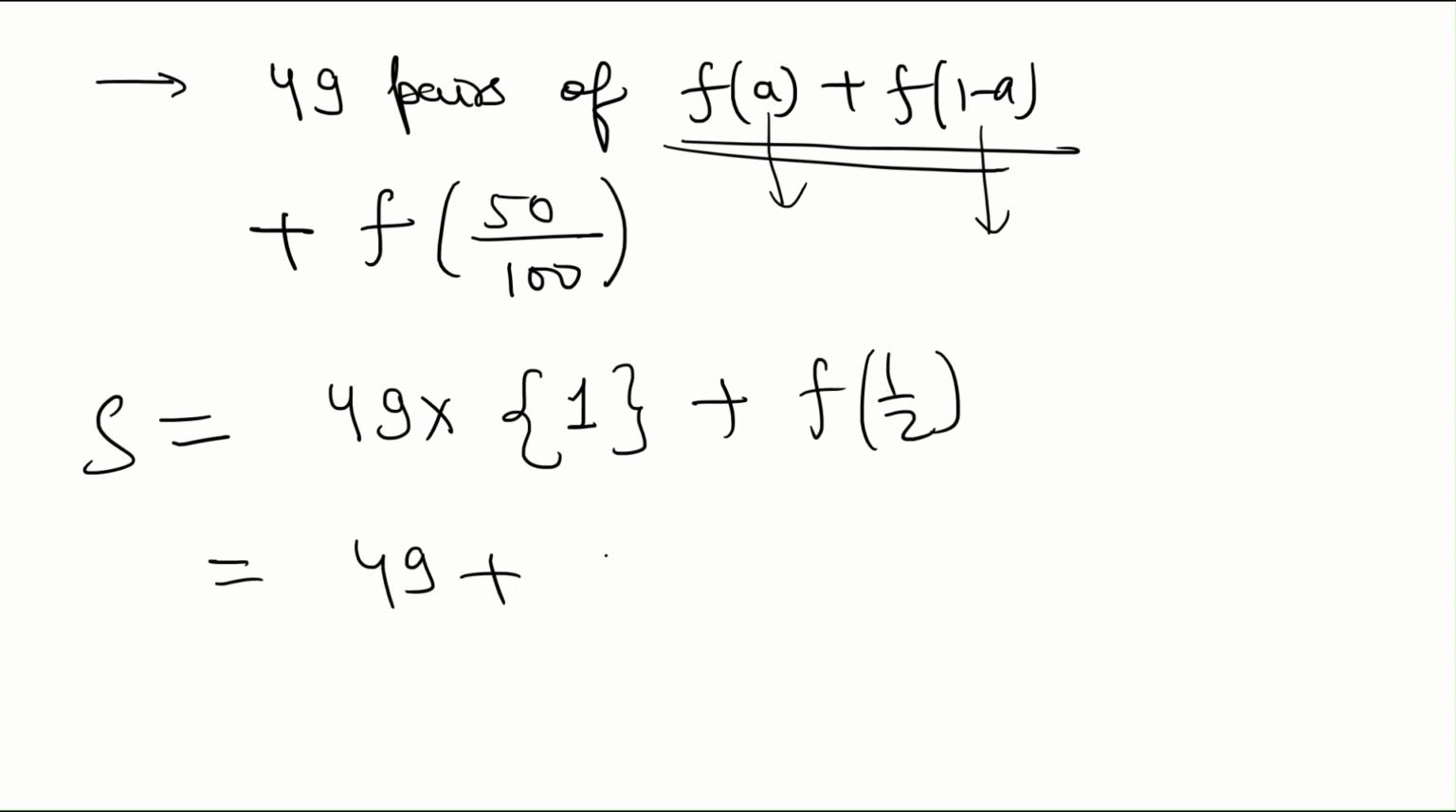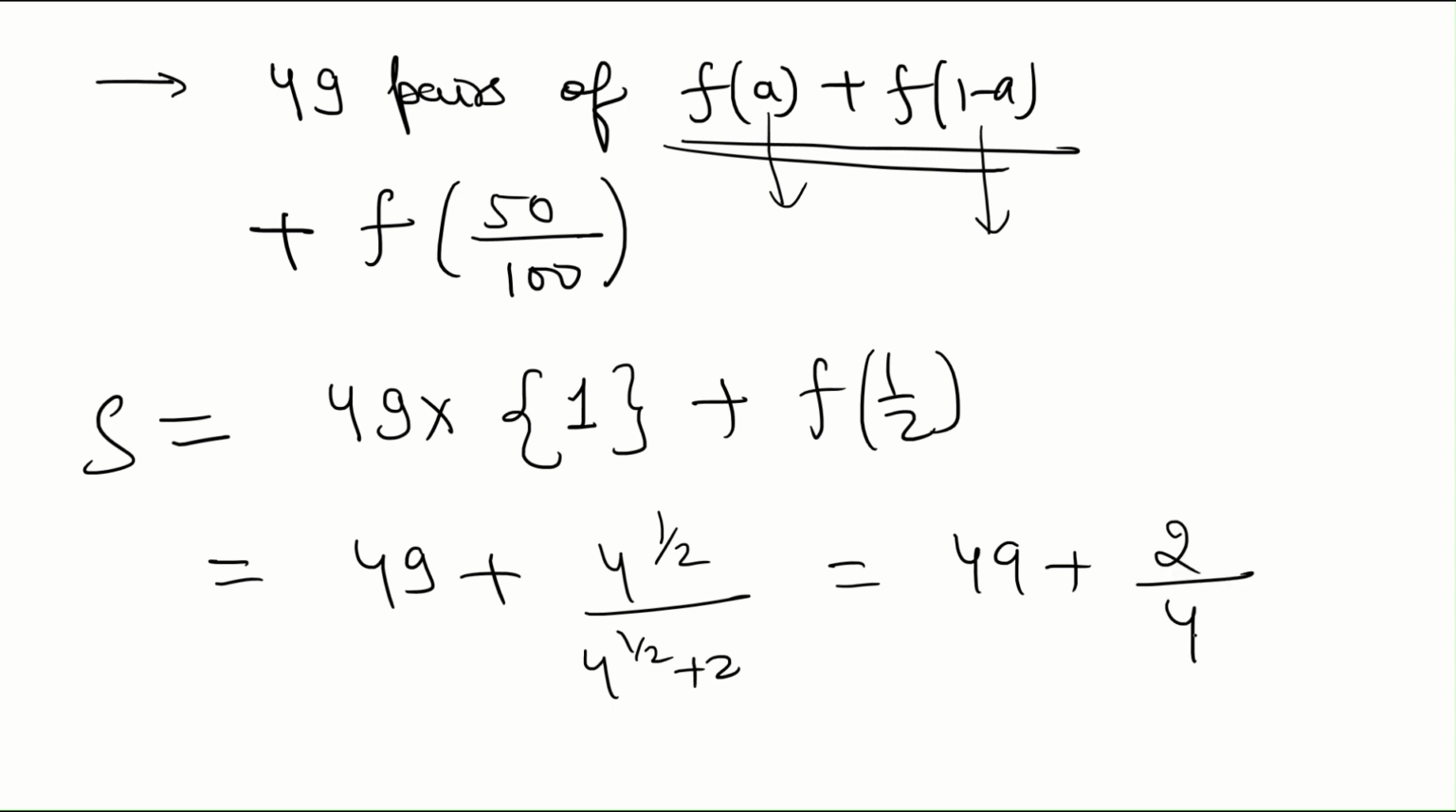We will get f of half is 4 raised to the power half divided by 4 raised to the power half plus 2. We can solve this expression. This is coming out to be 2 over 4. So we are getting 49 plus half, that is 49.5.